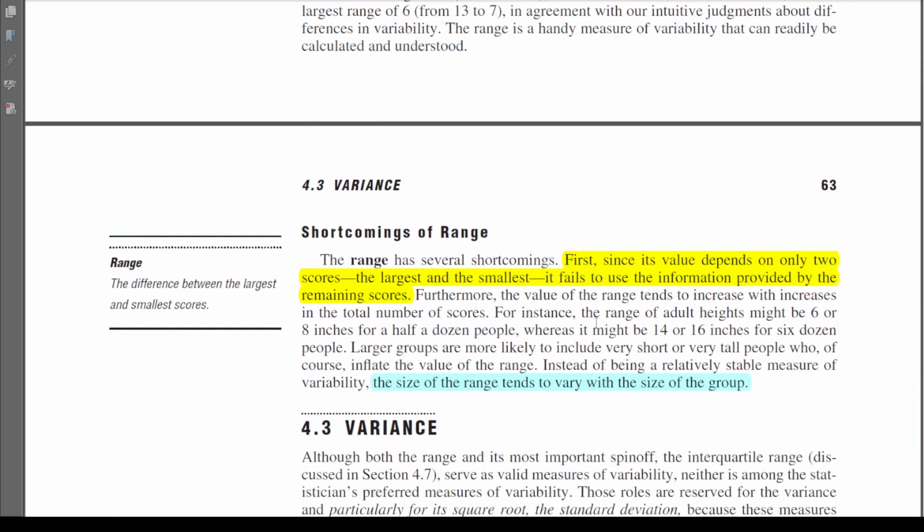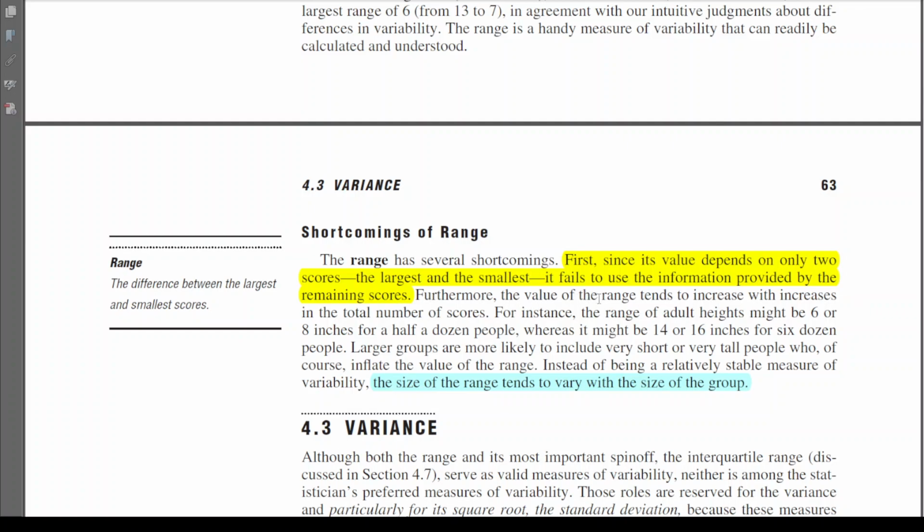But it has a few shortcomings. First, since its value depends only on two scores, the largest and the smallest, it fails to use the information provided by the remaining scores. Since for calculating the range we are bothered only with two scores, the largest and the smallest, and we ignore all the intermediate scores, we are not using the complete information provided by the whole distribution.